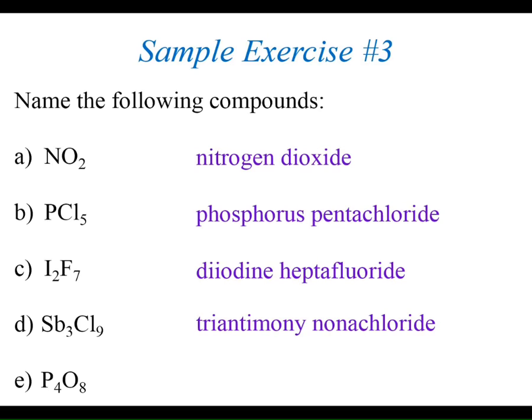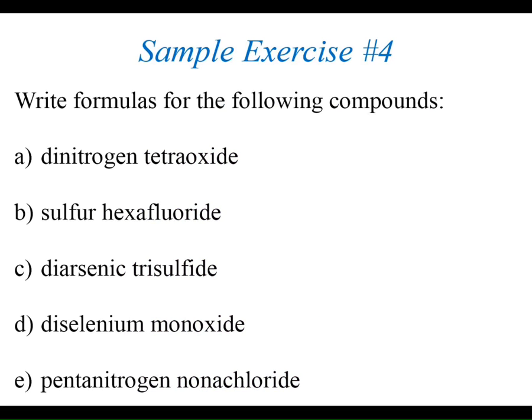P4O8. P4. Tetraphosphorus octaoxide. Isn't that a weird one to say? Tetraphosphorus octaoxide. Okay, so we got 3 minutes. So I know you're dying to get out of here. But just real quickly, let's just do them the other way. Real quick. Just figure them out real quick. It should be quick going the other way.